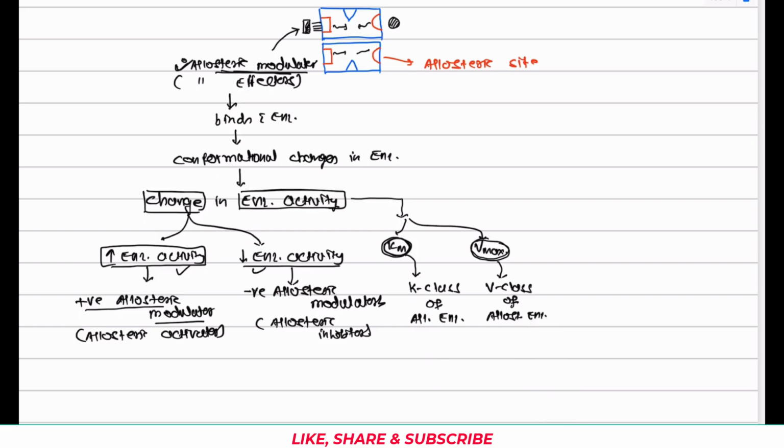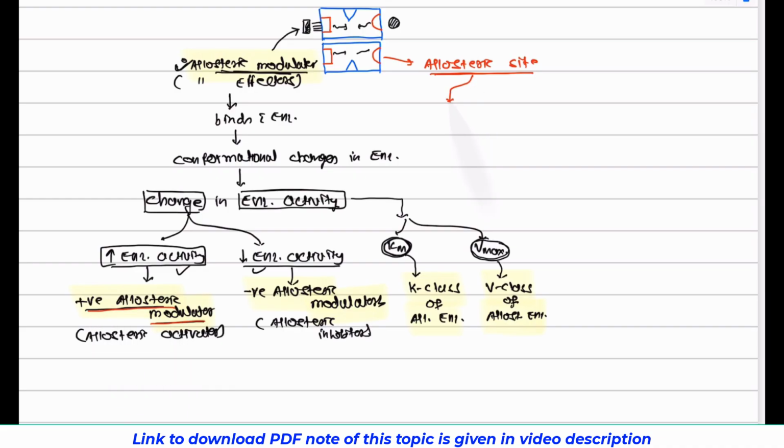So remember, this K class and V class is the type of allosteric enzyme, whereas the positive allosteric modulator and negative allosteric modulator are the types of allosteric modulator. Now regarding allosteric sites, if an allosteric site is able to bind with a positive allosteric modulator, then that allosteric site is called an activator site.